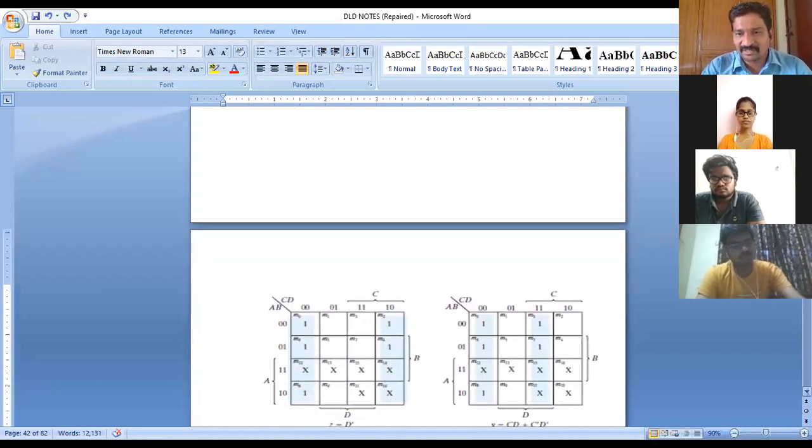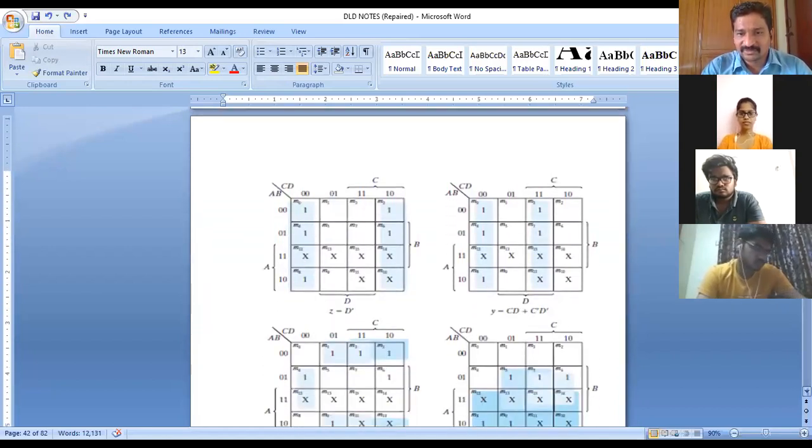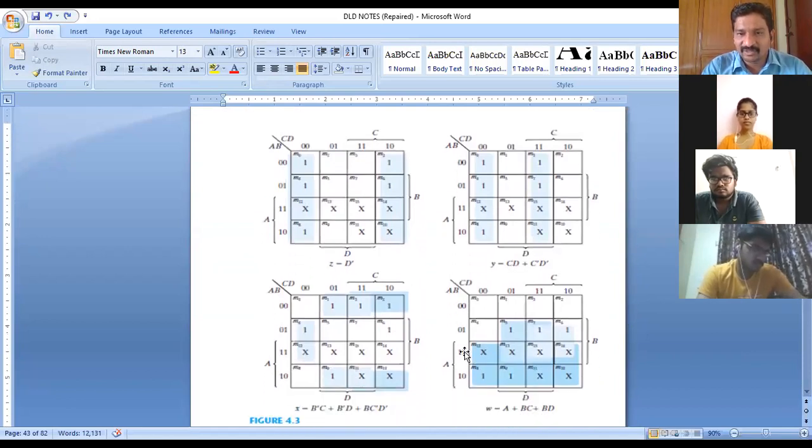I'm going for the W. So wherever we get 0101, we place 1. 0111, we place 1. So wherever the min term is available as 1, we place it here.